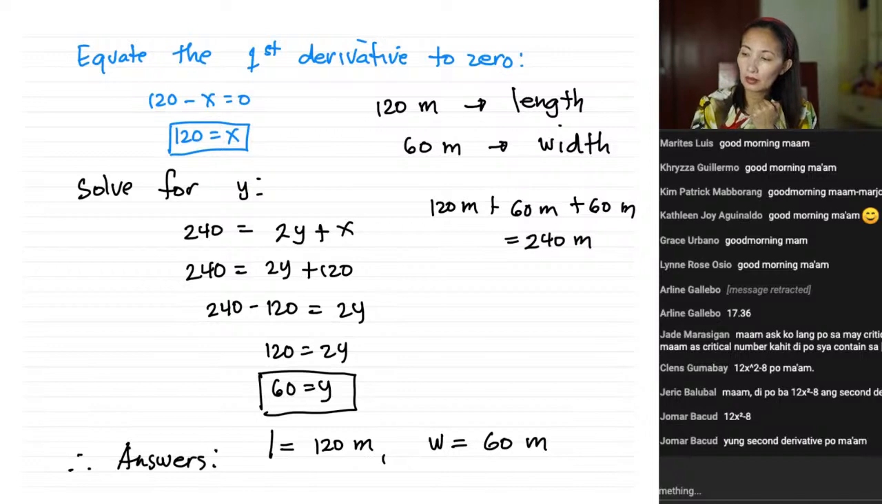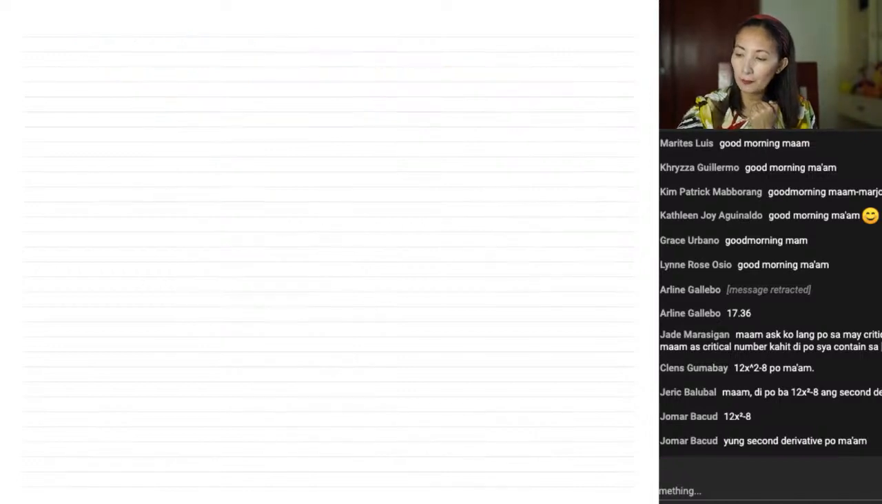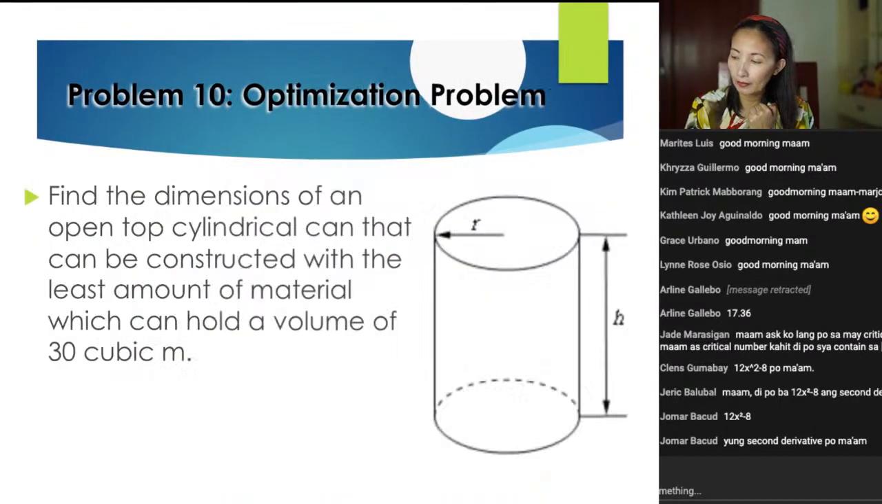Okay, last problem, number 10. Find the dimensions of an open-top cylindrical can that can be constructed with the least amount of material. Let me underscore, least amount of material, which can hold a volume of 30 cubic meters. Okay, 30 cubic meters.